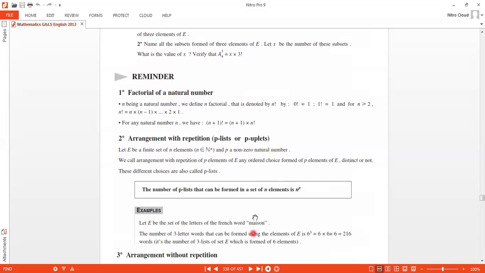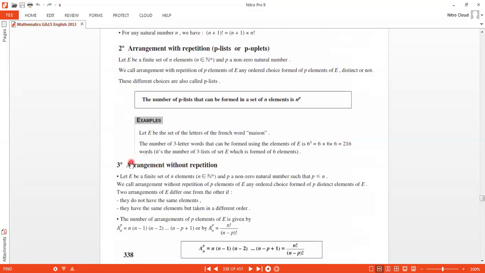We have the word MESSO, and we need to form three-letter words. So 3 is less than 6, which is the total number of elements. They didn't mention that you have to use the letters once, so it's arrangement with repetition. In this case, we use n to the power p, which is 6 to the power 3. It's 216 words that you can form from this word.